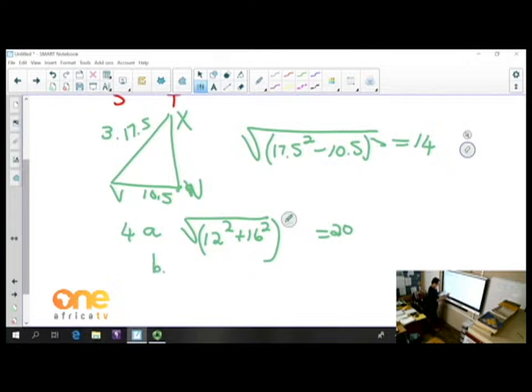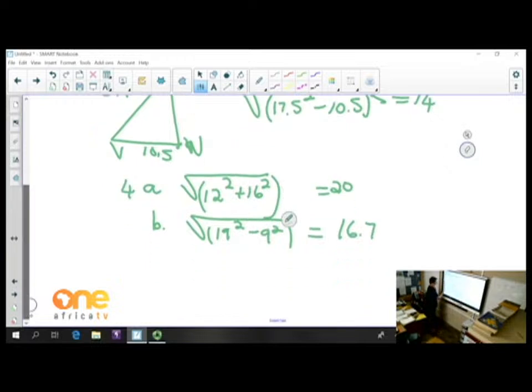The next one, number B, now I'm going to subtract because I want the other side. So it will be 19 squared minus 9 squared. So it's the square root of 19 squared minus 9 squared, close, is equal to, and I have 16.3. Remember, we round off to 3 significant figures. The sides are to 3 significant figures.